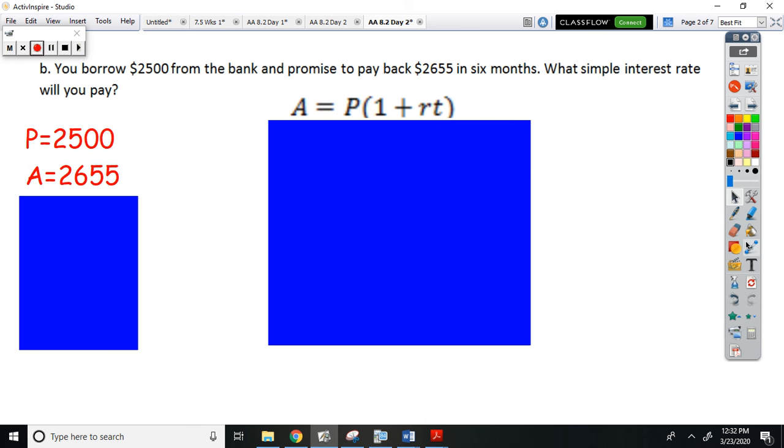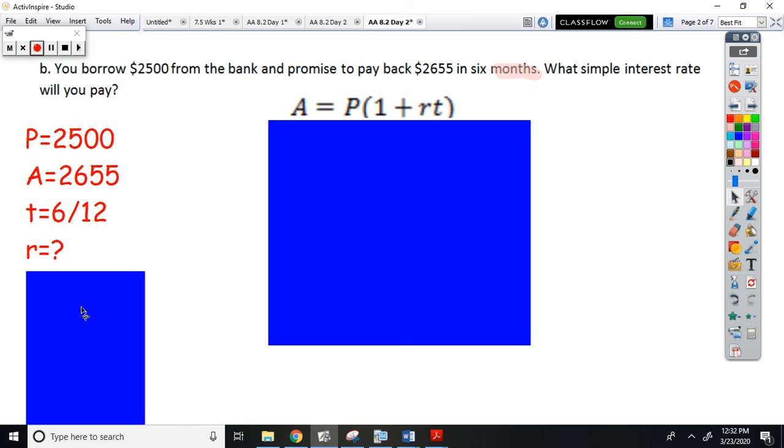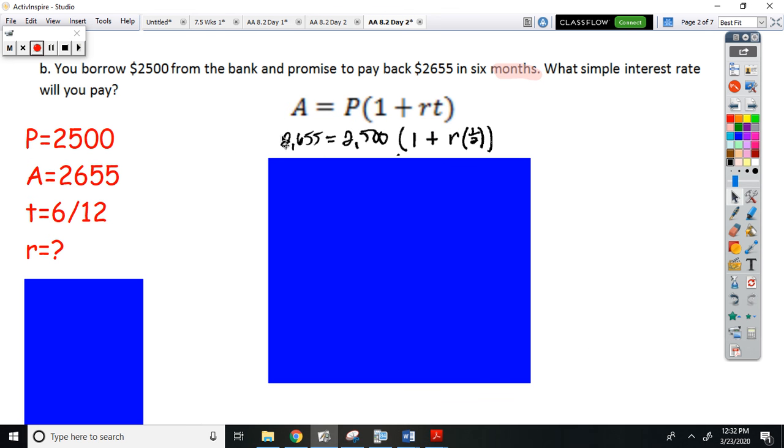And then again, this 6 months, this is a problem for us. We can't plug in 6 for T, that would be 6 years. So we need to make this 6/12 or 1/2. What is R? So plugging in our values, 2,655 goes in on the left, 2,500 on the right, and then I did make this 1/2, I reduced it, but you're more than welcome to use 0.5 instead.